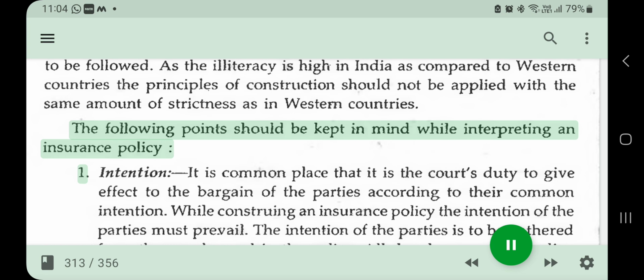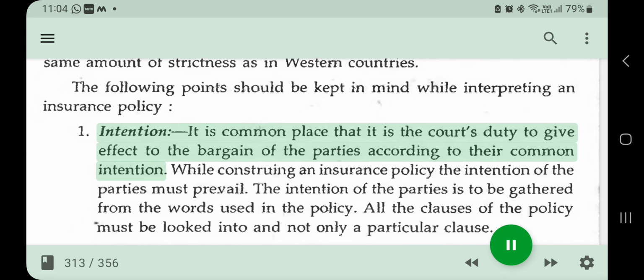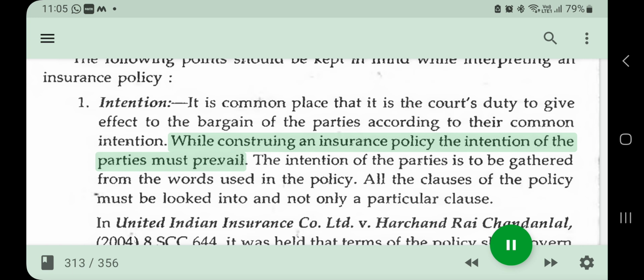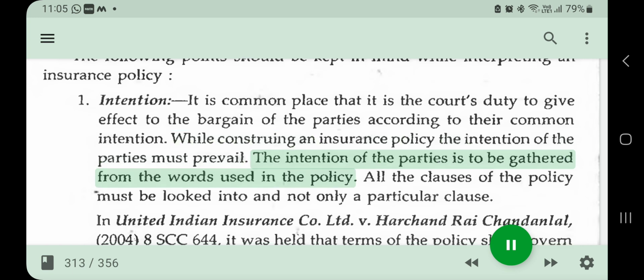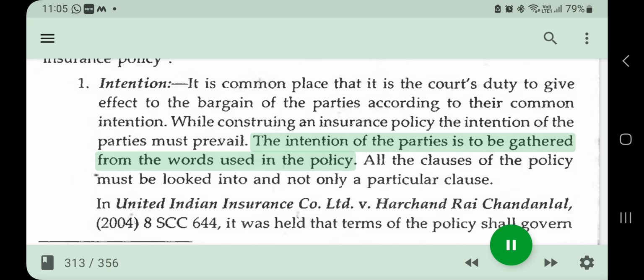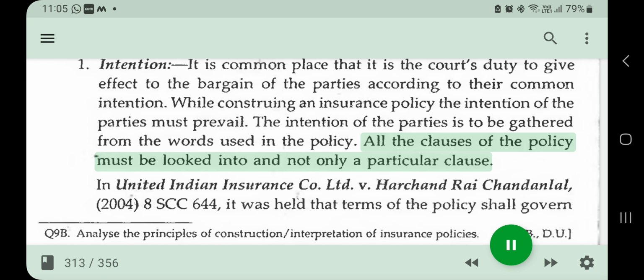1. Intention. It is commonplace that it is the court's duty to give effect to the bargain of the parties according to their common intention. While construing an insurance policy, the intention of the parties must prevail. The intention of the parties is to be gathered from the words used in the policy. All the clauses of the policy must be looked into and not only a particular clause.